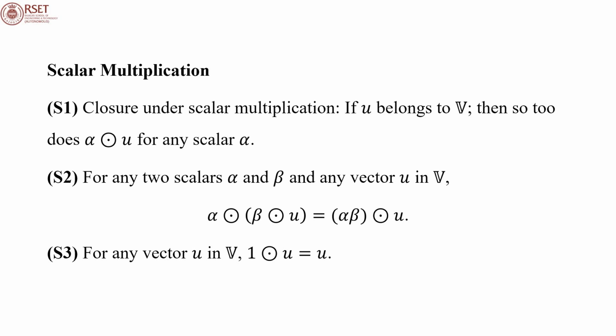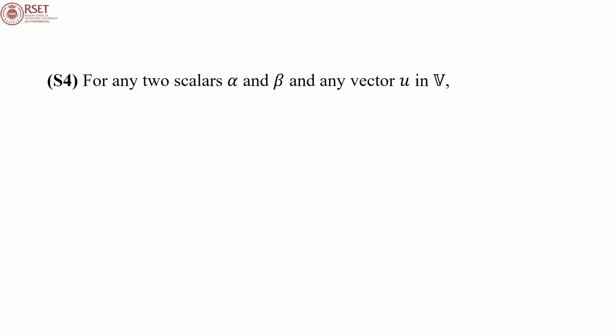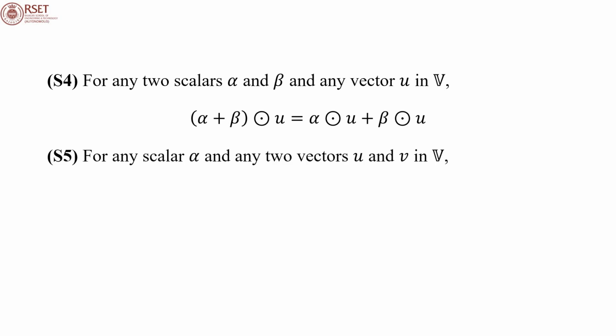The third property is for any vector u in capital V, the scalar 1 times u must always be equal to u itself. S4 is for any two scalars alpha and beta and any vector u in capital V, (alpha plus beta) times u must be equal to alpha dot u plus beta dot u. That is a distributive property. And the fifth and the final property is that for any scalar alpha and any two vectors u and v in capital V, alpha dot (u plus v) must be the same as alpha dot u plus alpha dot v, which is the next distributive property.